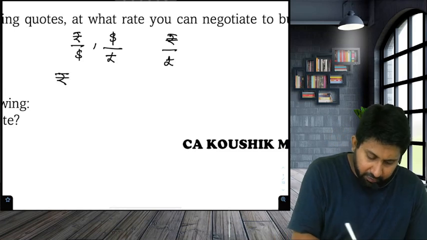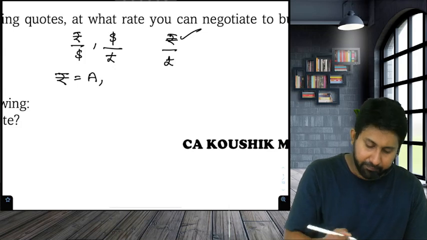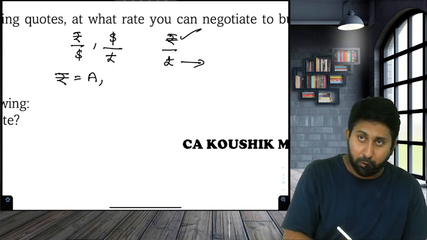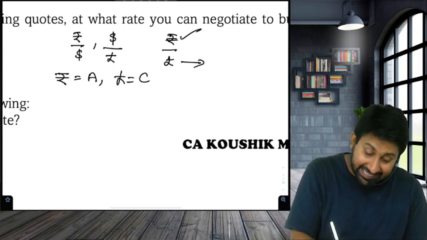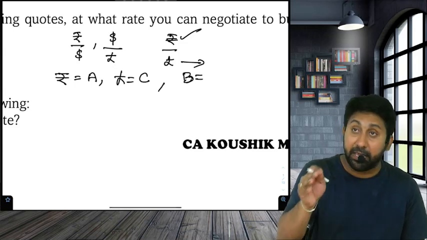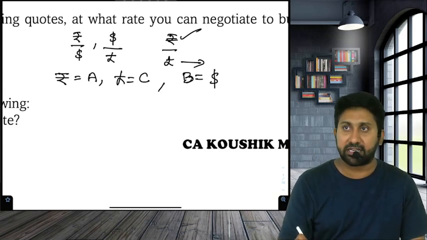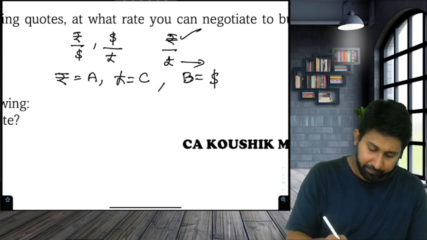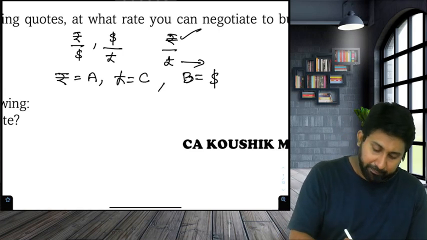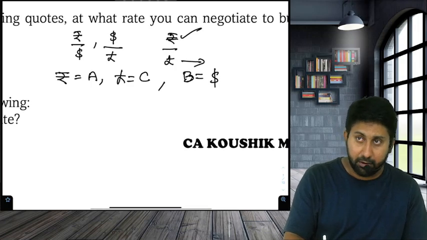First, which currency do you want? Rupee. Rupee is A. What is this currency? Pound. Note this as C. Okay. Base currency, the common currency, will be there. That's B. B means base currency. Base currency will become what? Dollar. Okay. Now, see here. Rupee A, pound C, B dollar.